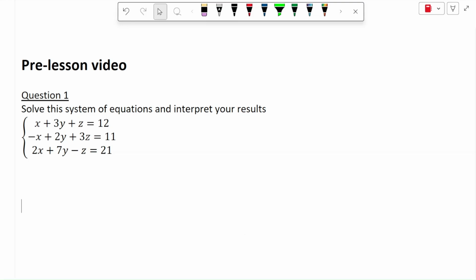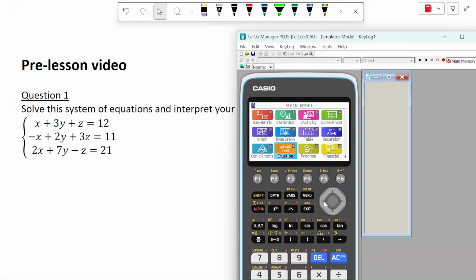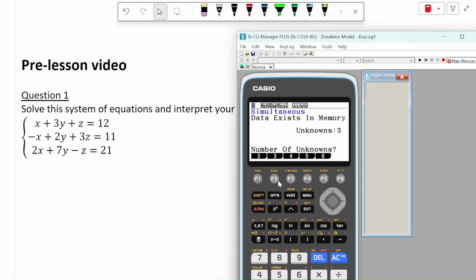In the past, we've seen simultaneous equations, so that's like two equations and two unknowns that we've seen. If you thought that was fun, we're going to do three equations with three unknowns in this video. So you can do this on your calculator, absolutely. If you open up your calculator and go down to equation mode here, simultaneous, three unknowns.